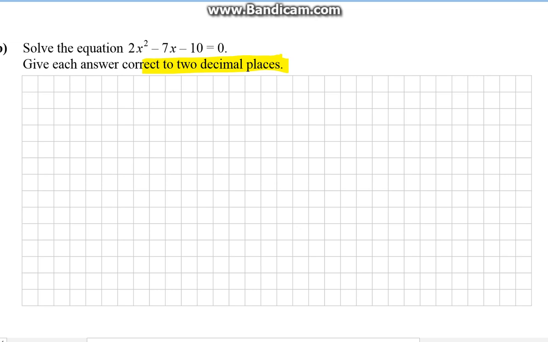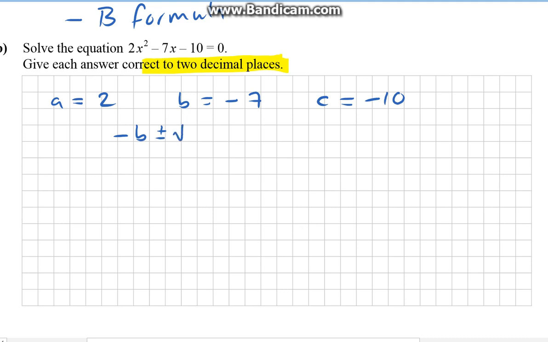So just to recap on how to do our minus b formula. Our a represents the number in front of the x squared, which is 2 in this case. Our b represents the number in front of the x, which is minus 7 in this case, and our c represents the number on its own, so the constant, which is minus 10. We'll always write out our formula, which is in our log tables.